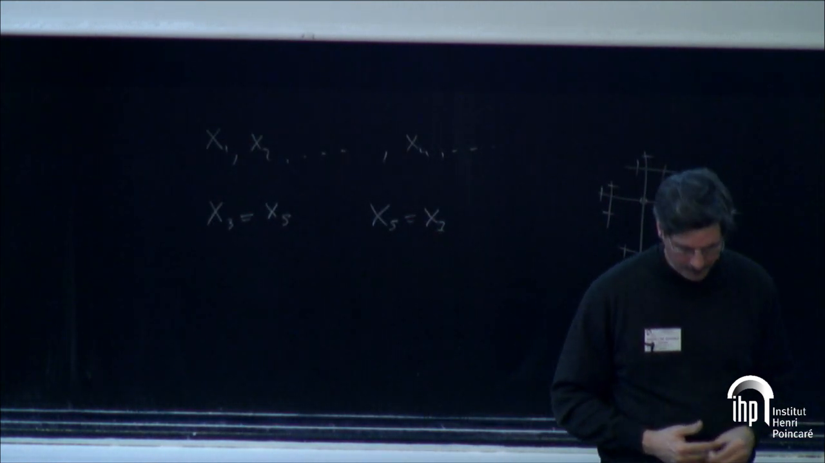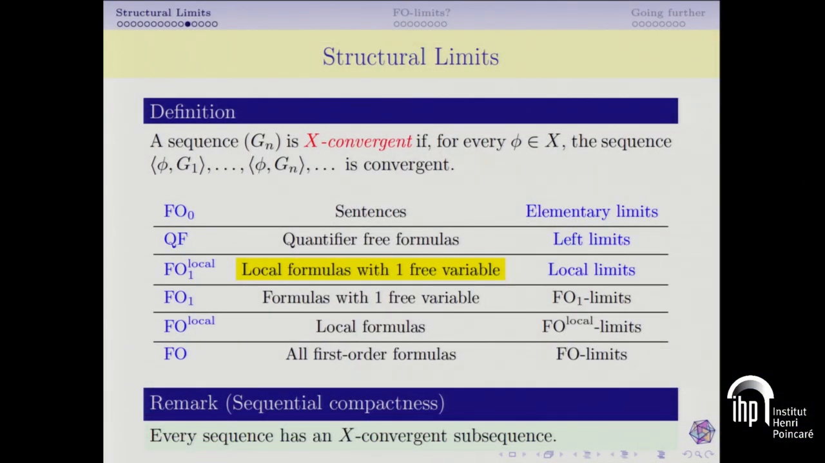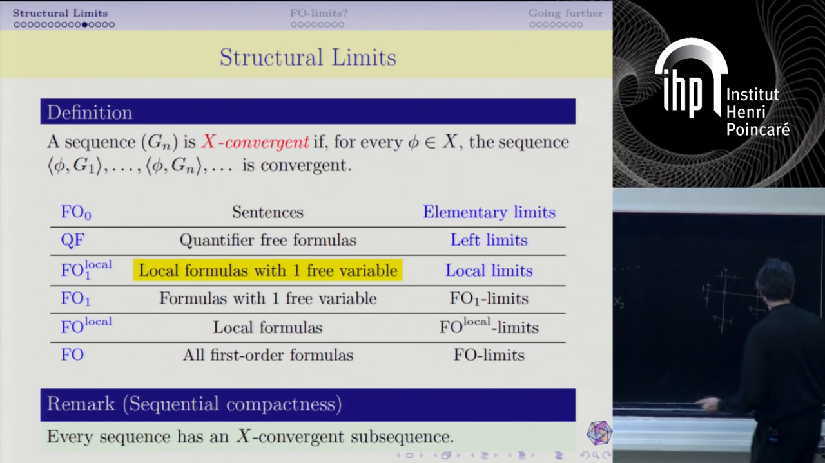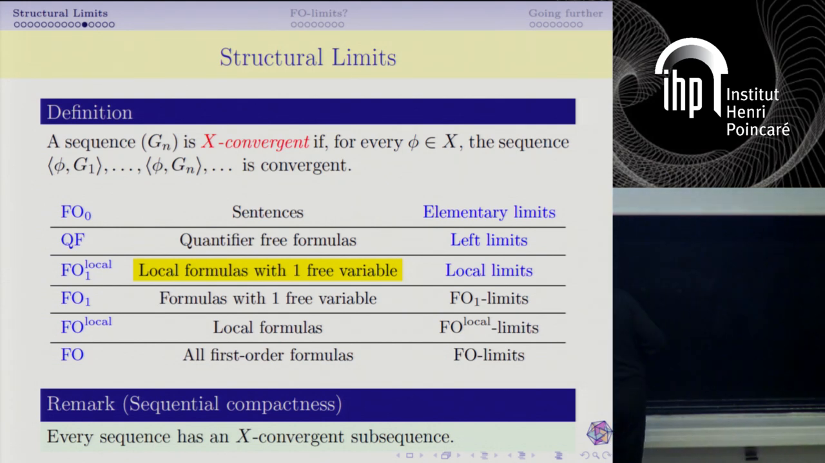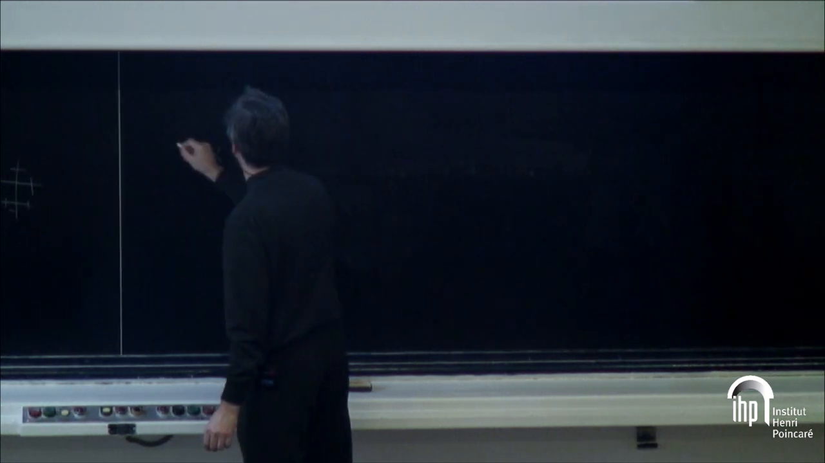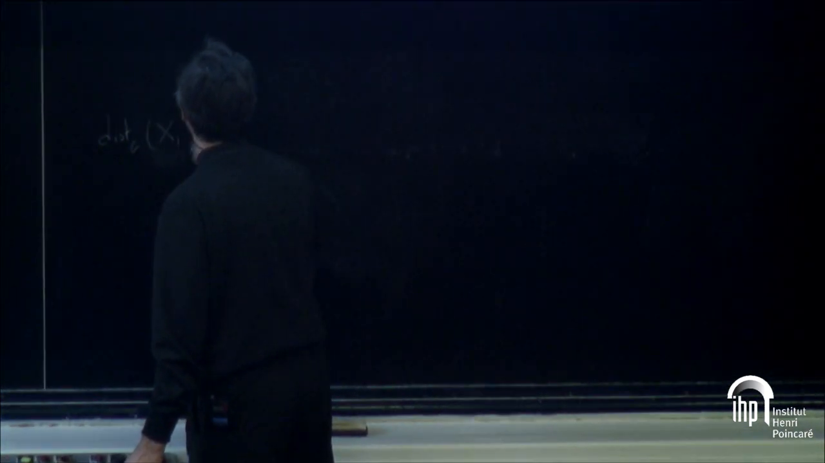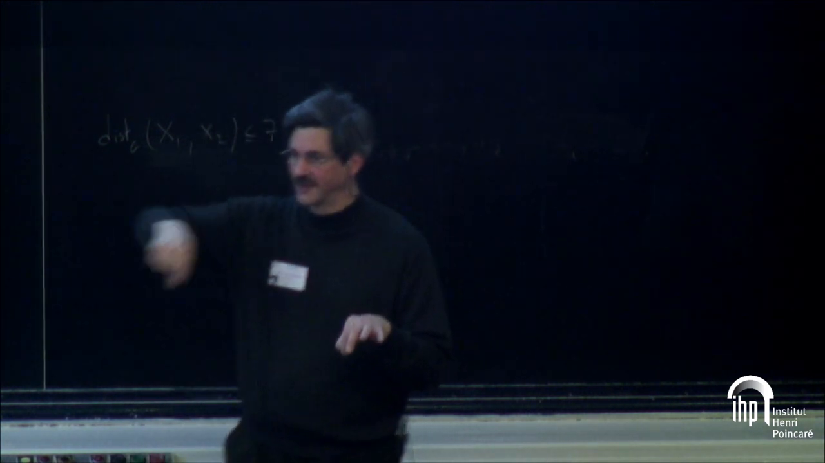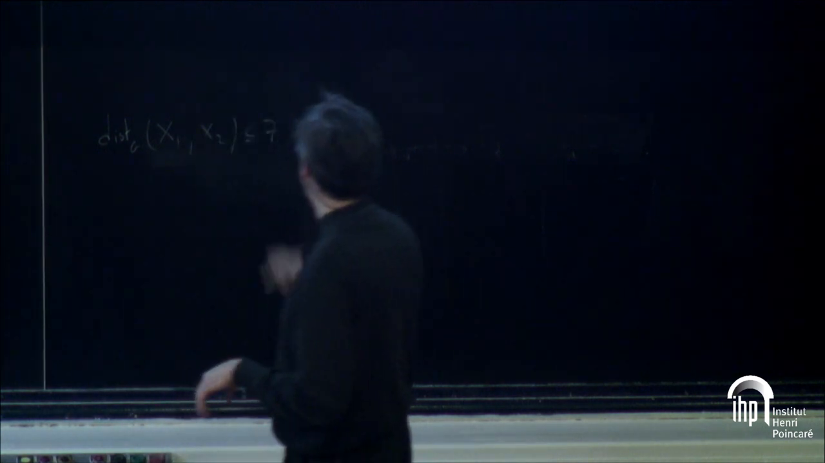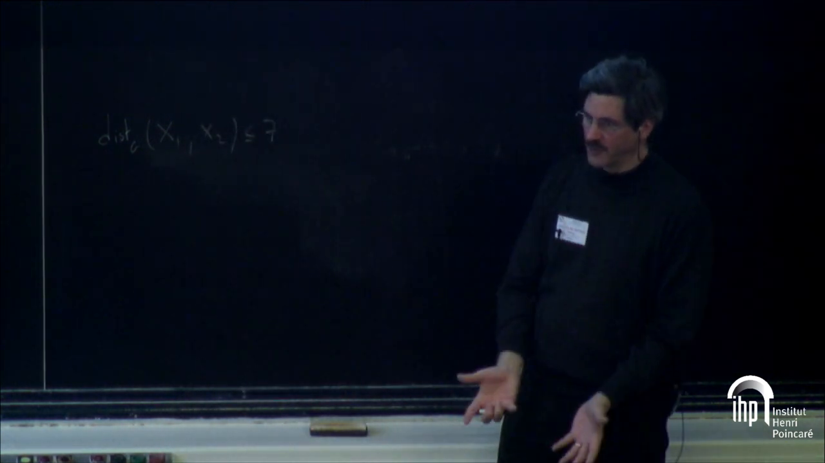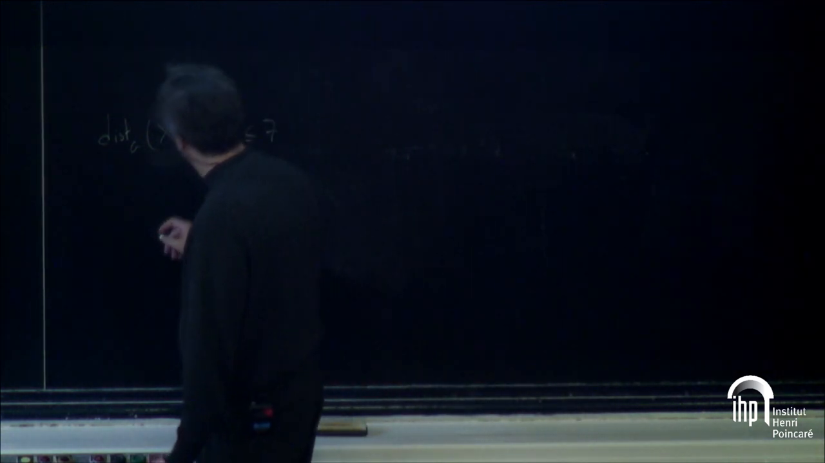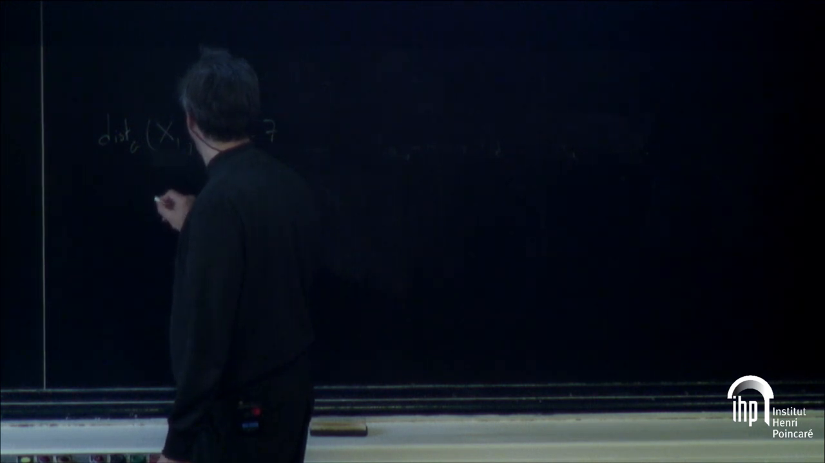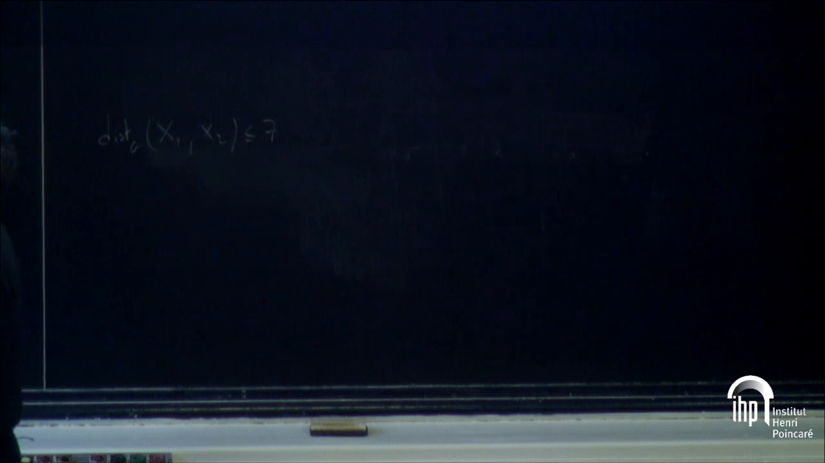And because I will fix the names of the free variables, I will have a nice Boolean algebra structure. Can you say what a local formula is? Okay, a local formula is a formula whose satisfaction only depends on a fixed neighborhood of the free variables. For instance, an example of a local formula is: the distance in the graph between x1 and x2 is at most 7. So it means that I can find at most some points that will connect x1 to x2. And something which is not local is that x1 does not belong to a triangle, but there is a triangle somewhere.